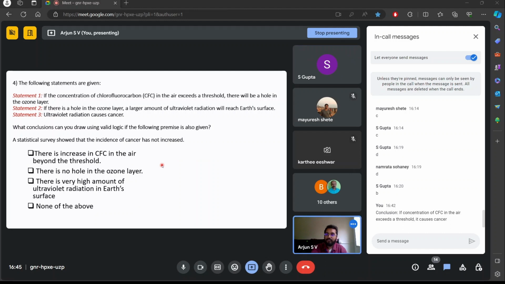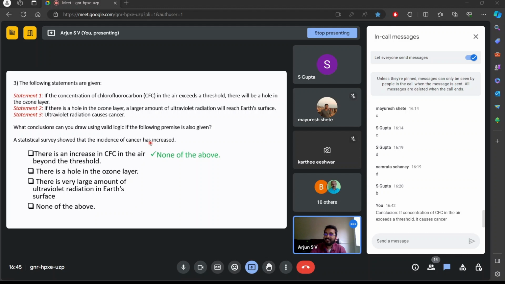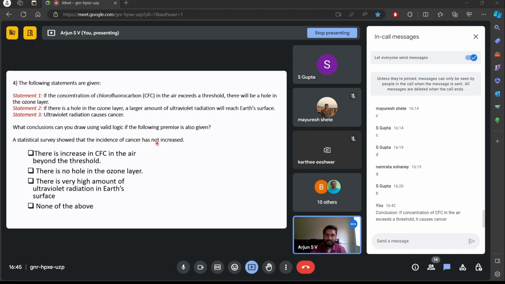So we'll move to the fourth question. Same exact three statements, but only the premise has changed. A statistical survey showed that the incidence of cancer has not increased. The premise is exactly opposite of the third question. There, cancer has increased; here, cancer has not increased. And here the answer is almost easy. Cancer is increased, there is an increase in CFC, practically it does not apply, it is not valid. There is a very high amount of UV radiation, once again practically not valid. But look at the second option.